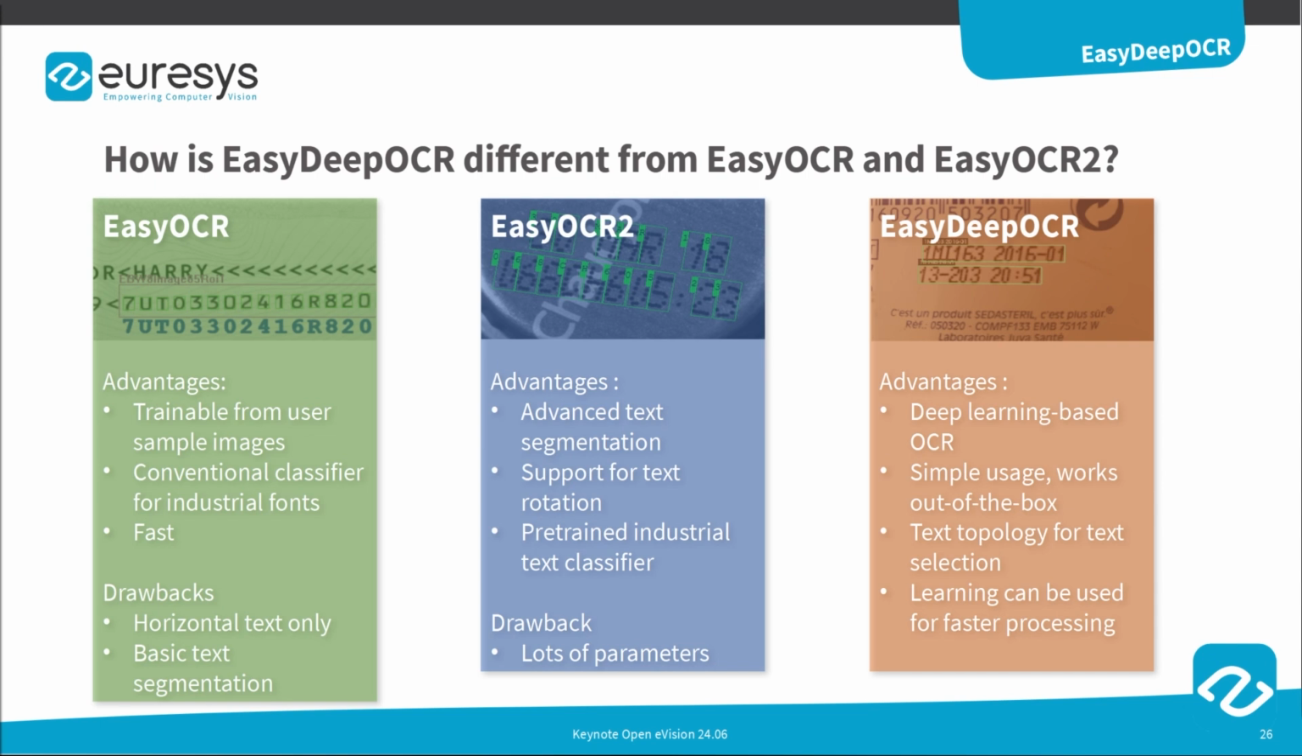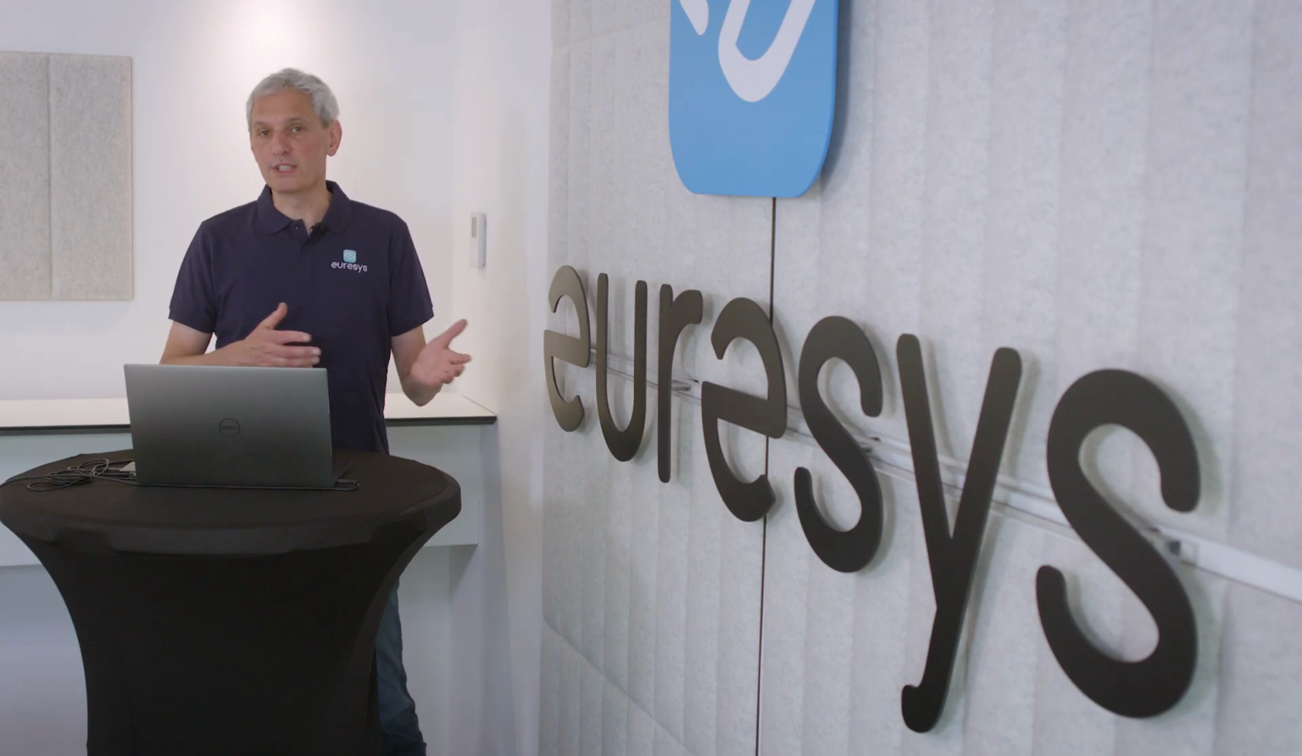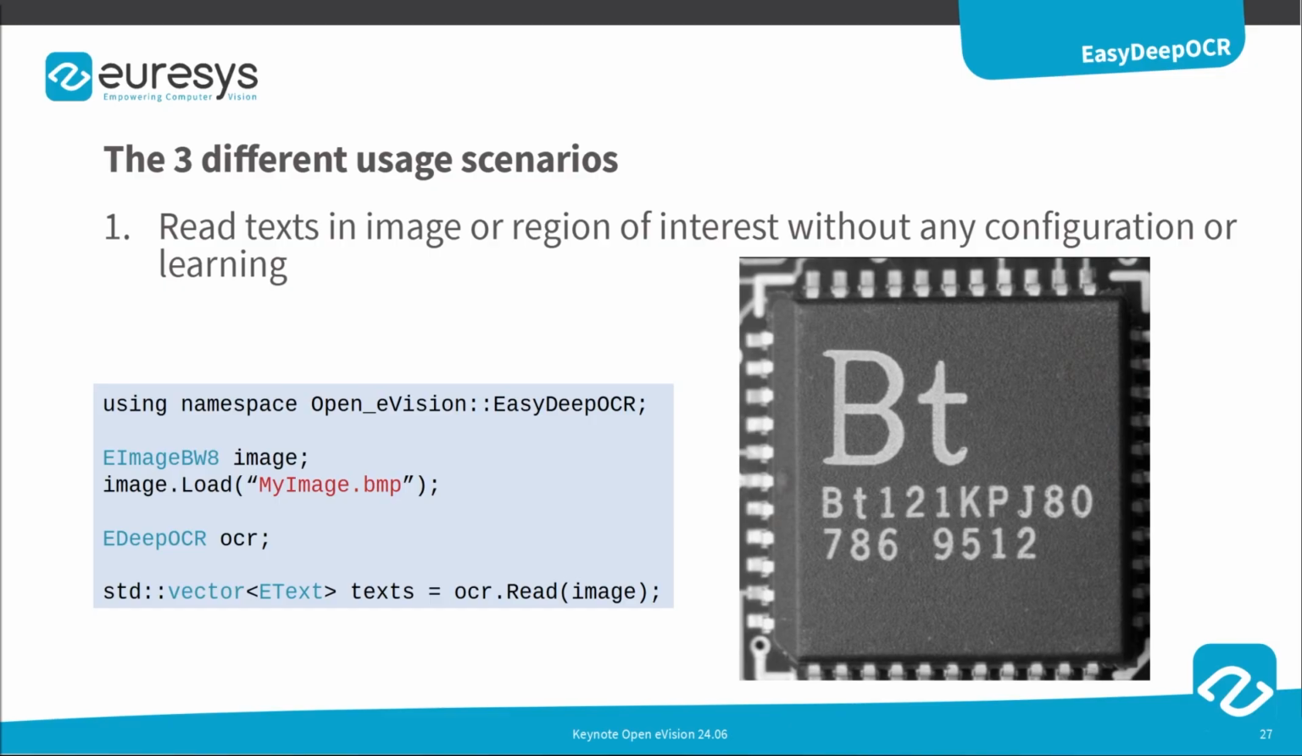EasyOCR lately is a deep learning based OCR. It's really simple to use and works out of the box, as we will demonstrate later. You can use a text topology to select the text you want to read, and there is a learning process to speed up the processing of EasyDeepOCR. We basically define three different scenarios for EasyDeepOCR. The first one is the simplest one. It's just to read an image or region of interest without any configuration or learning.